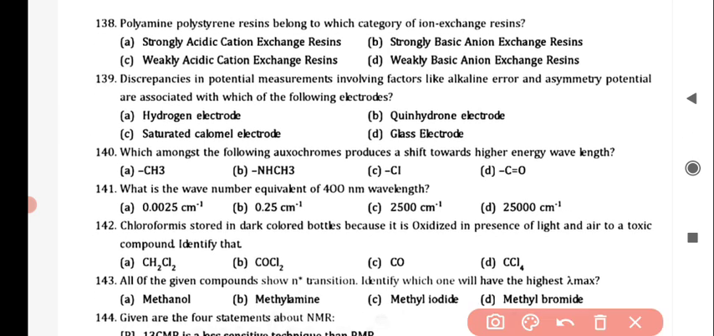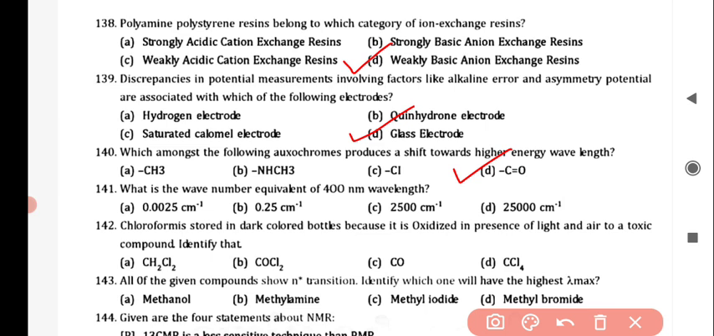Next question is, polyamine polystyrene resins belong to which category of ion exchange resins? And the correct answer is option D, that is weakly basic anion exchange resins. Next question is, discrepancies in potential measurements involving factors like alkaline errors and asymmetric potential are associated with which of the following electrodes? And the correct answer is option D, glass electrode. Next question is, which amongst the following auxochromes produces a shift towards higher energy wavelength? So the correct answer is option D, that is C double bond O.